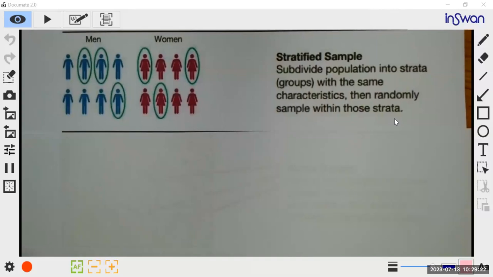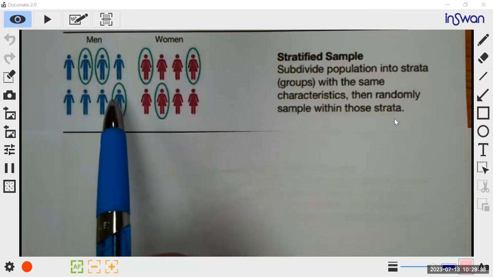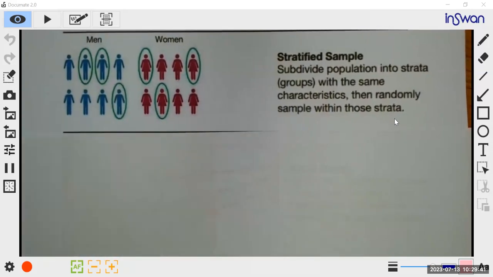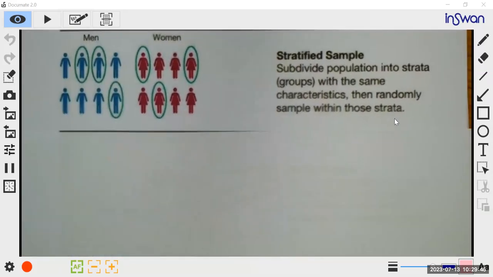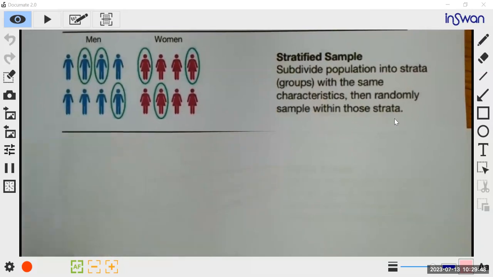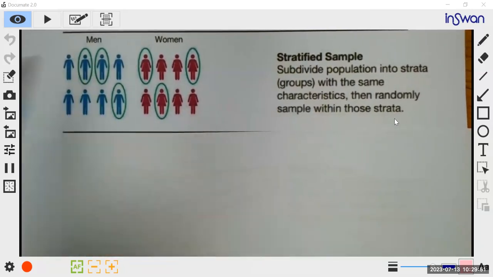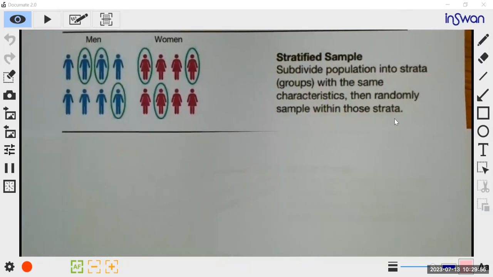So, an example of stratified sampling. Like in this room, we have two sides of the room, groups on both sides. That's the first randomization. I stratified the class in half. Now, inside each group, I would go and pick one or two people randomly. That's what stratified sampling is all about.